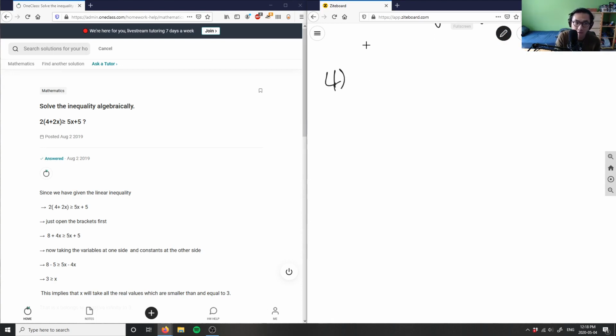So it says solve this inequality algebraically. So I'm going to write this down here. So 2 times 4 plus 2x is greater or equal to 5x plus 5 here. So I'll give you a moment to think about this problem here, and then we'll take it up in just a hot sec.